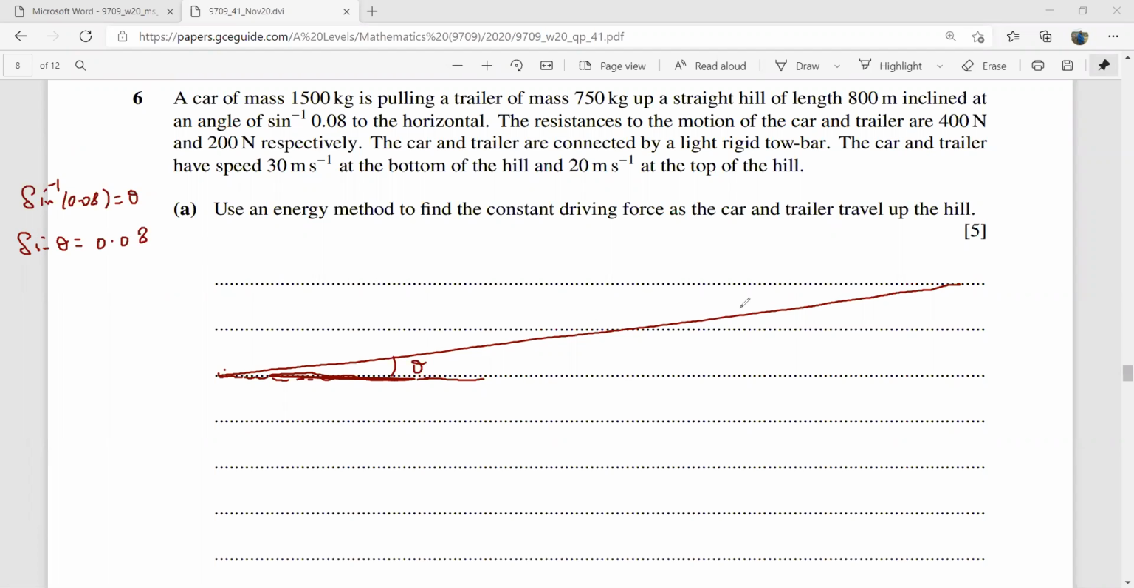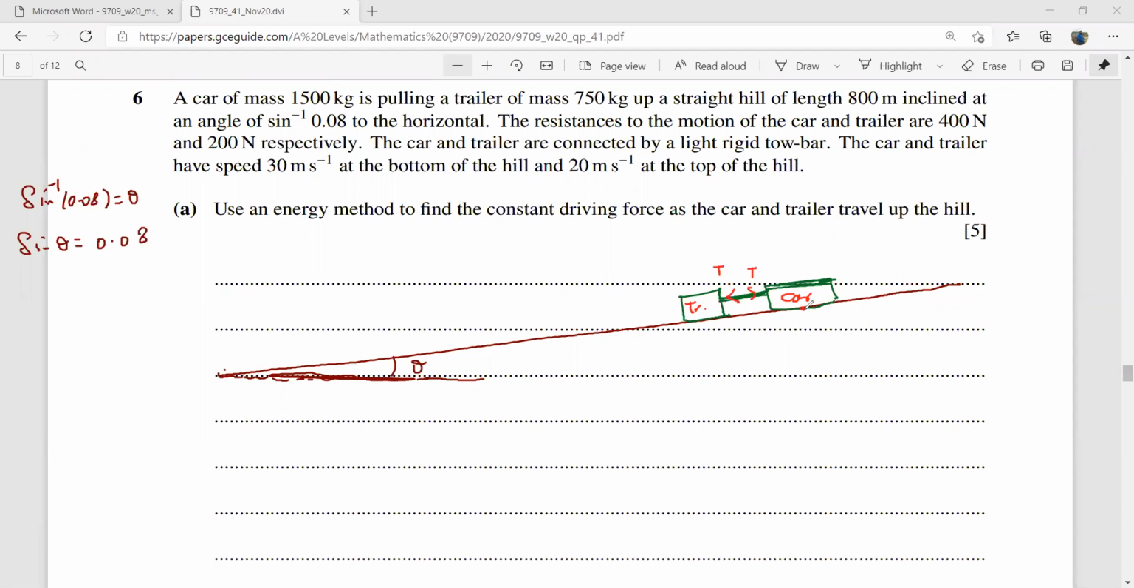So we have a car over here. Here is the car, and here is the trailer attached to it. This should be horizontal, parallel to this plane over here. I'll be showing tension in both the directions. This one is the car and this one is the trailer. The car has a mass of 1500 kg.